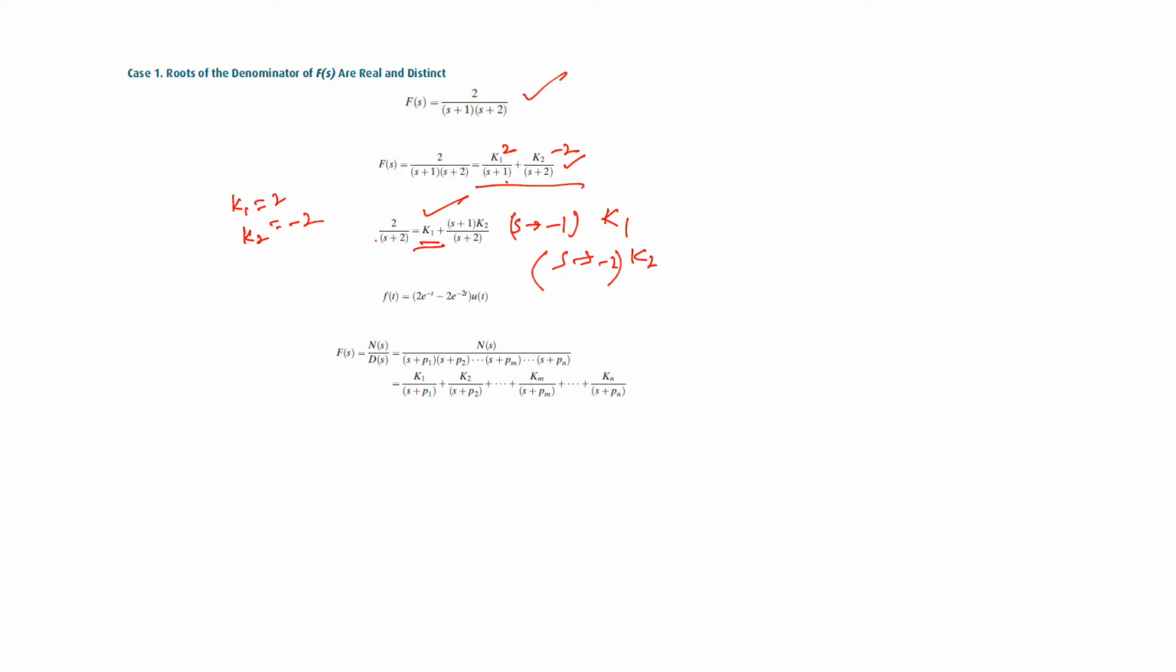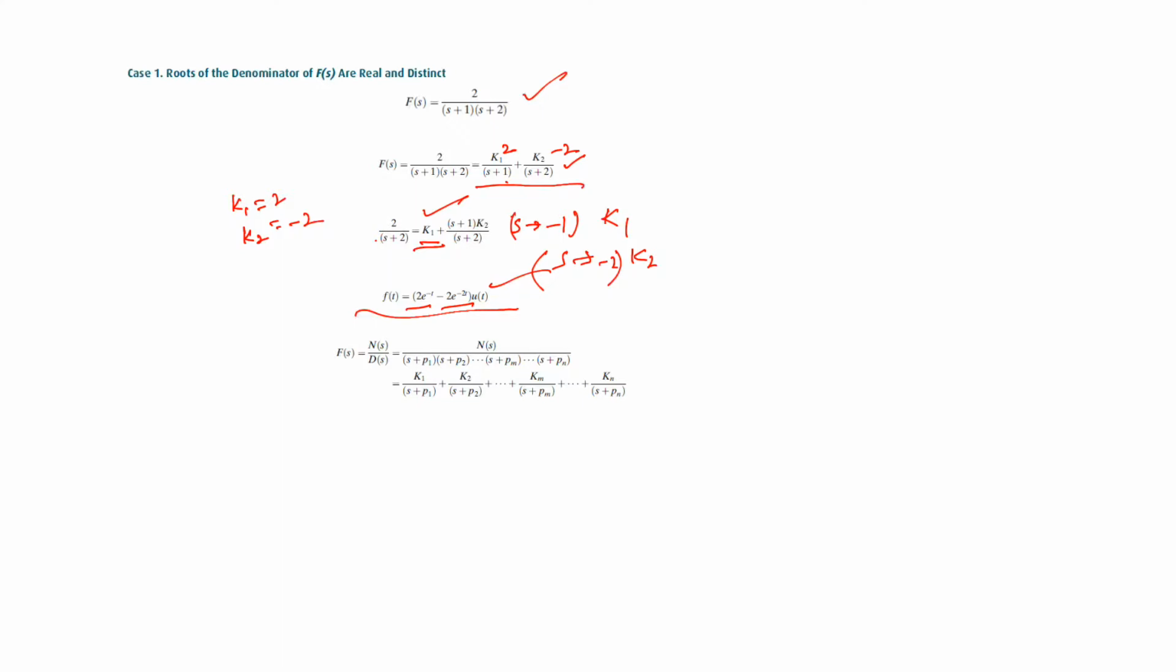Now we use some of the results already given in the table to find the inverse Laplace transform. The inverse Laplace transform of 2 divided by s plus 1 is given by 2 e^(-t), and the second one is given by minus 2 e^(-2t) u(t). So in this way we proceed to find the inverse Laplace transform by the partial fraction expansion.